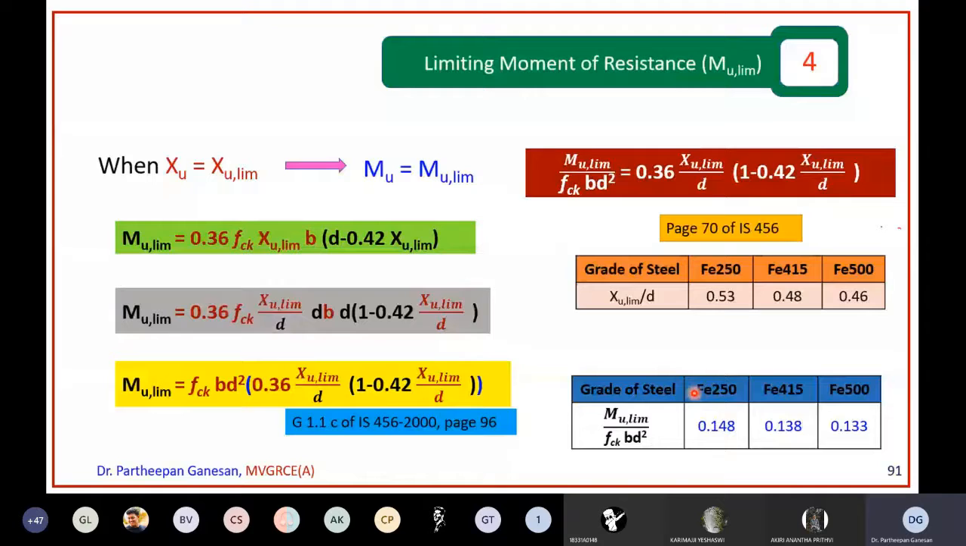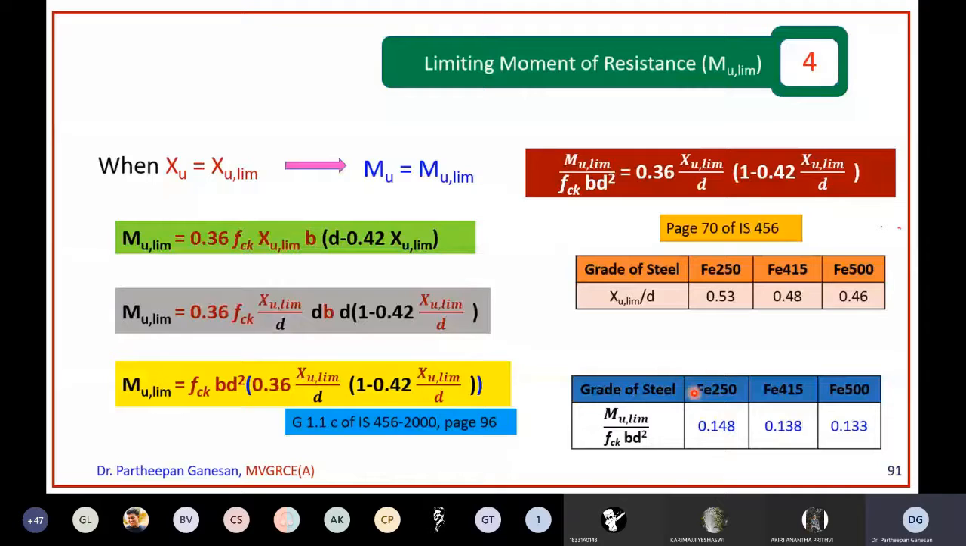Okay, so if it is Fe 250, MU limit by FCK BD square is 0.148. If it is Fe 415, it is 0.138. If it is Fe 500, it is 0.133. So easily you can find out the limiting moment of resistance for any given beam if you know the grade of steel, the grade of concrete, that is FCK, and the effective size of the beam, that is B into D. So D square is here. If you know all these parameters, you can find out the limiting moment of resistance of any beam.